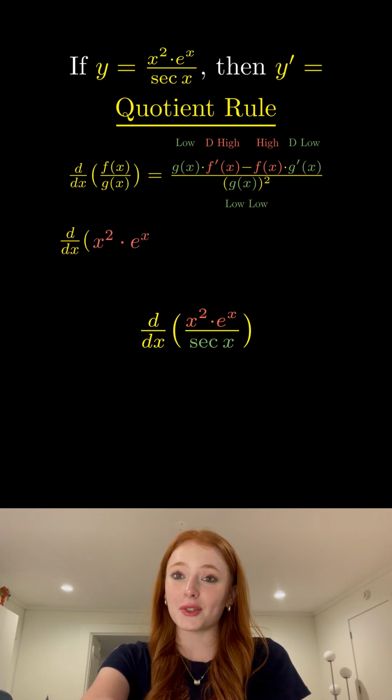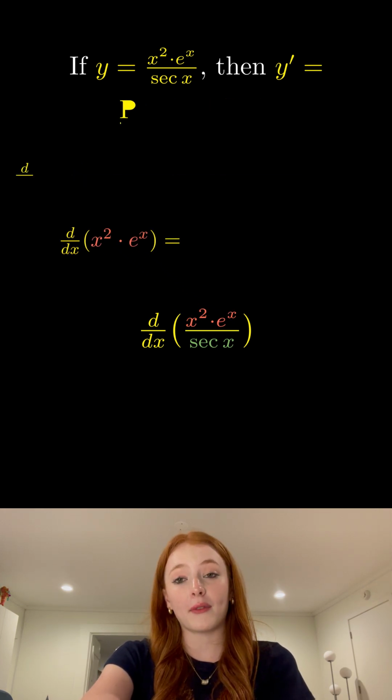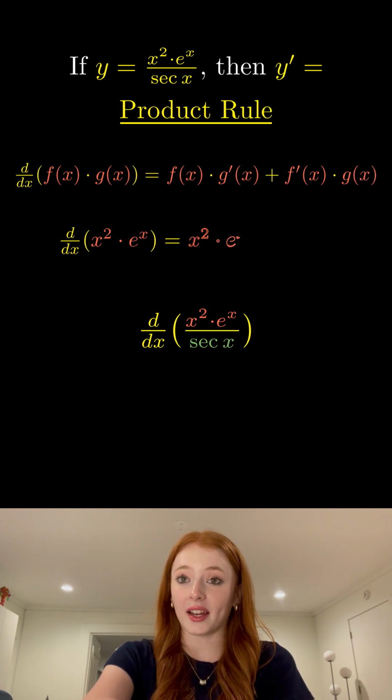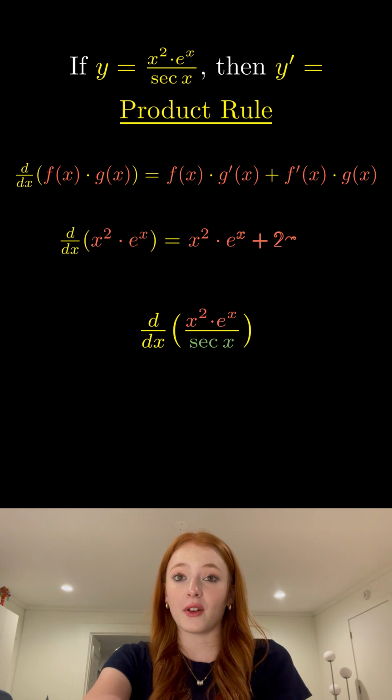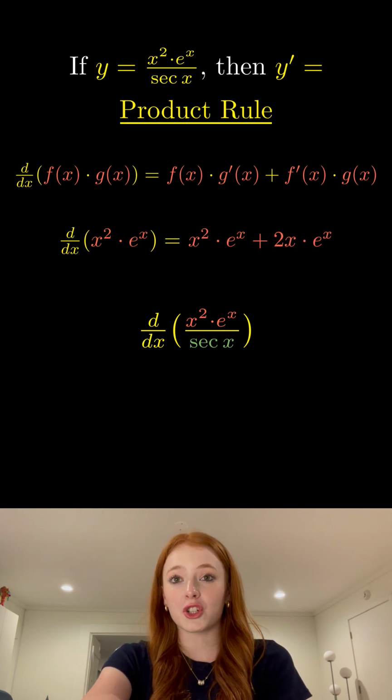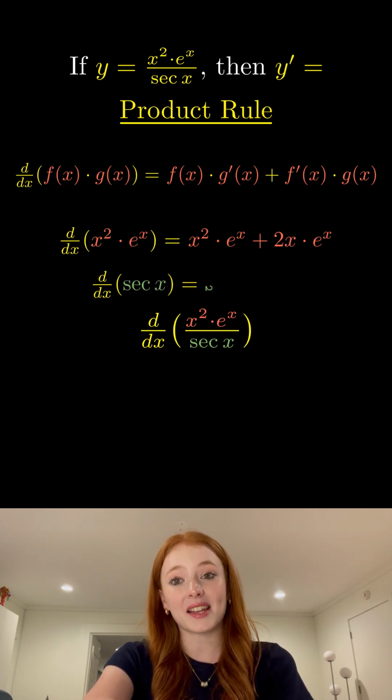Because the high function, x squared times e to the x, is a product itself, we will have to use the product rule for its derivative. So it will be first, or x squared, times the derivative of the second, which is e to the x, plus the derivative of the first, or 2x, times the second, or e to the x. The derivative of the low function, secant of x, is memorized to be secant x times tangent x.